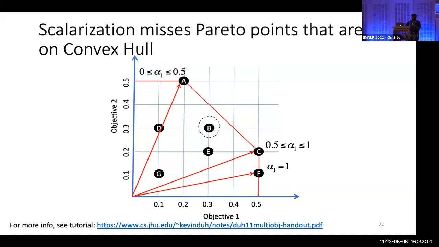The other demerit is that you actually have to try all possible weights, which might not be possible. Okay. Yeah, so that's why I prefer Pareto optimality, which is more straightforward.